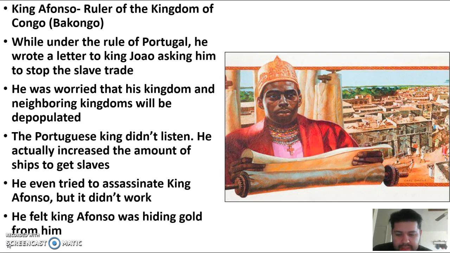The reason he did this is because he felt that King Afonso was holding out on his tribute, which was gold. So he was like, this guy is holding out on the gold we agreed on, so kill him. And the picture on the right is supposedly King Afonso. I've never seen him, so I'm basing it on what I found online.